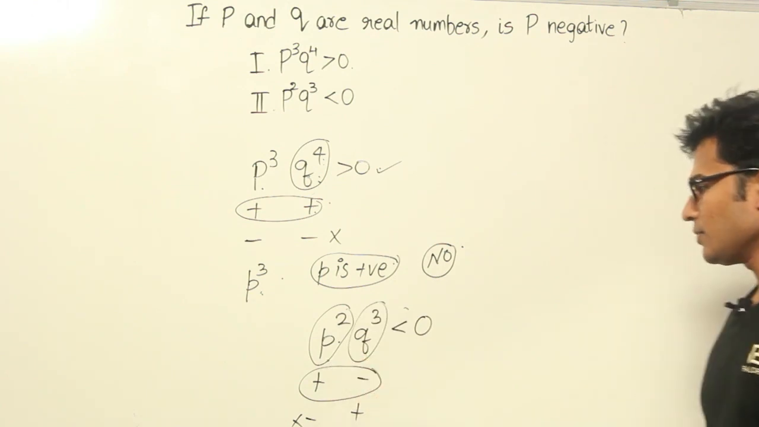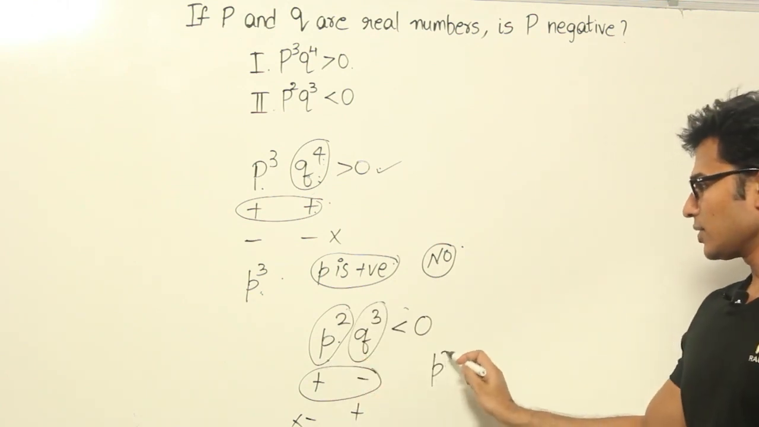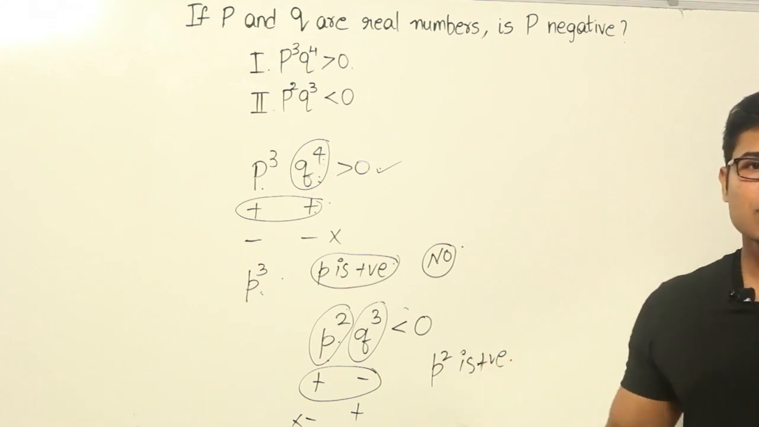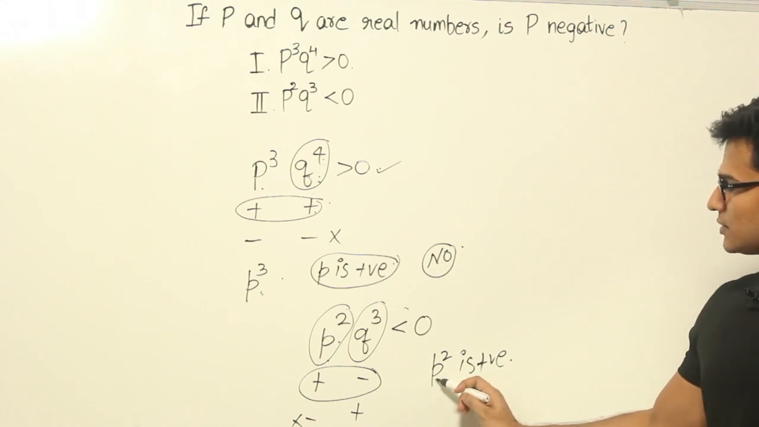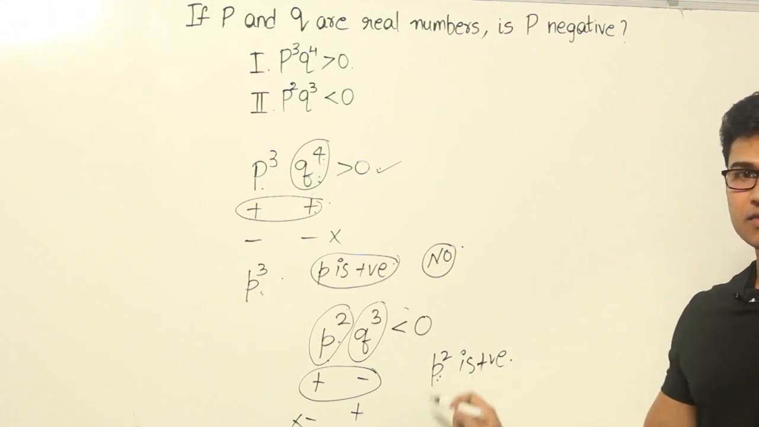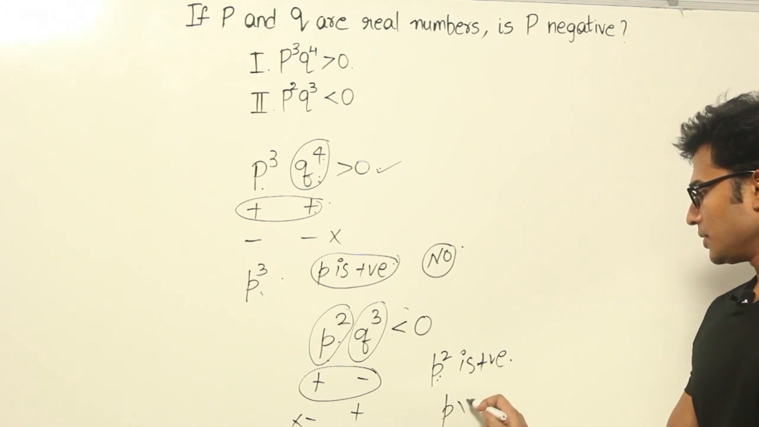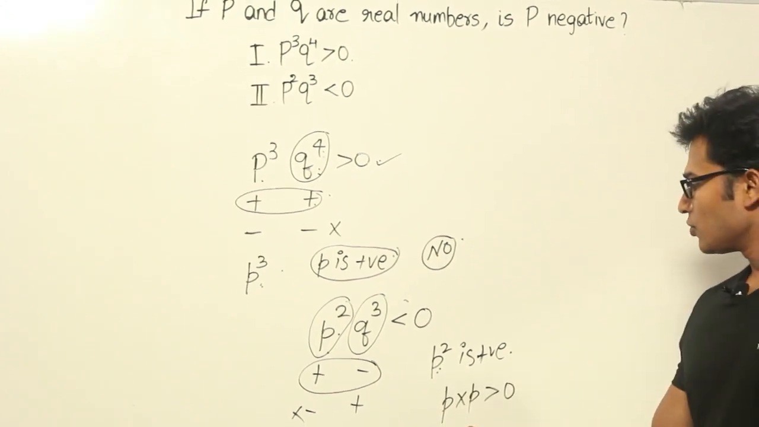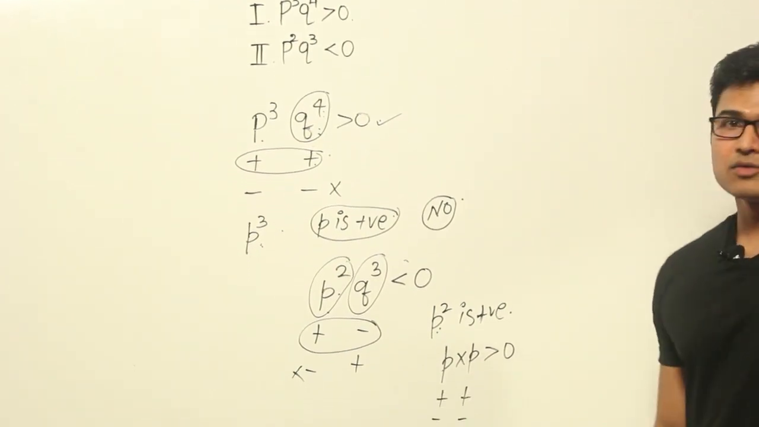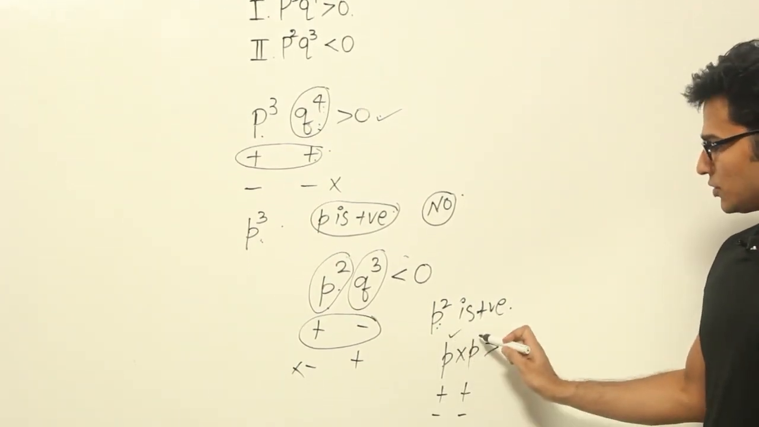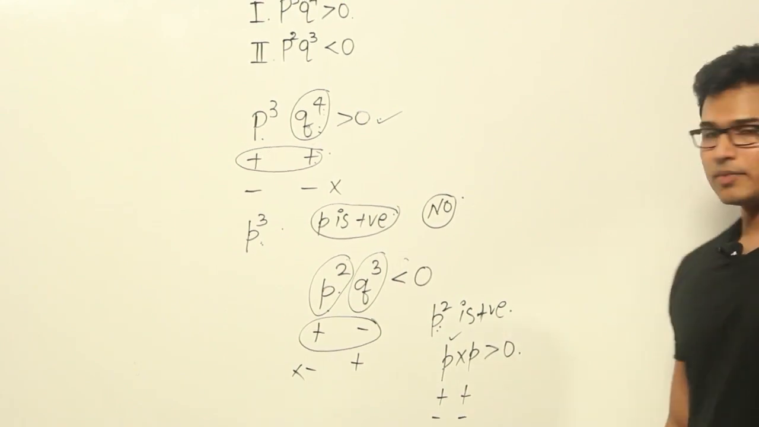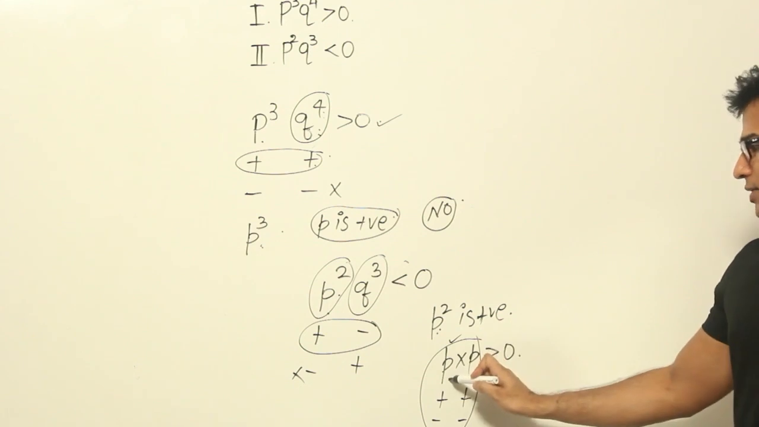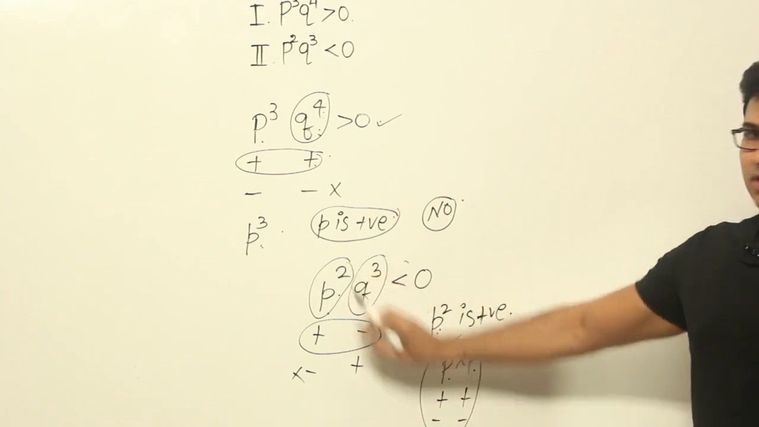Now from this I can only derive that p square is positive, right? So when is p square positive? When either p is positive or when p is negative. Why? p square is positive means p into p is greater than 0. When is the product of two numbers greater than 0? Either when both are positive or both are negative, which means either when p is positive or p is negative, this is going to be true. Therefore I'll not be able to say whether p is positive or negative using this information, right?